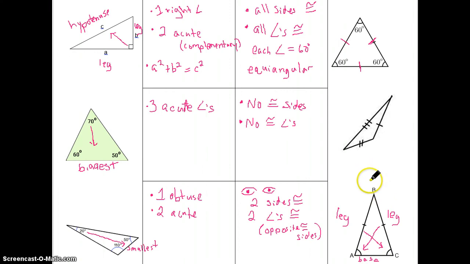It is called the base, and this top point, the one that is not the same, is called the vertex. These angles that are the same are called base angles. Okay, so those base angles are congruent. I'm going to write that out here because I don't think I have room there.